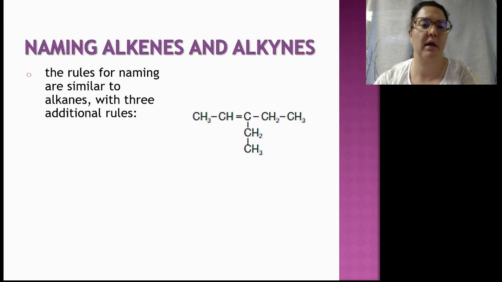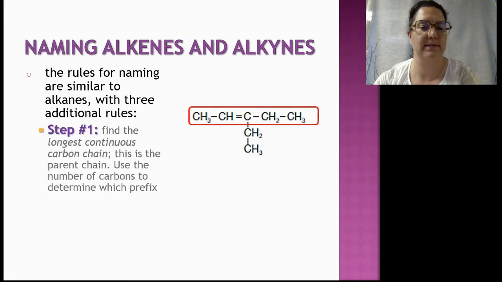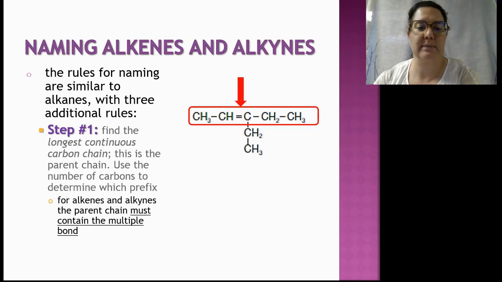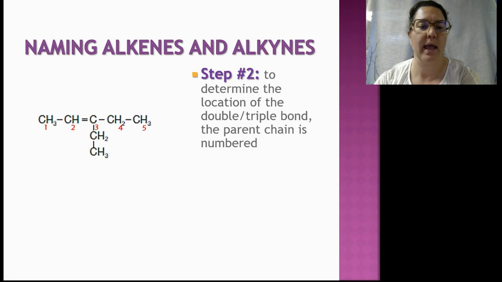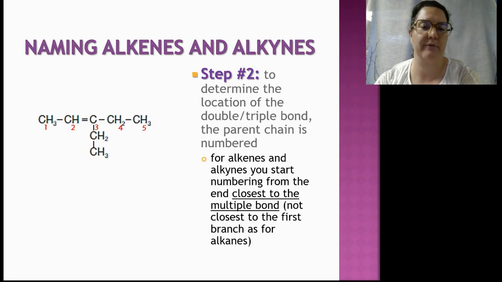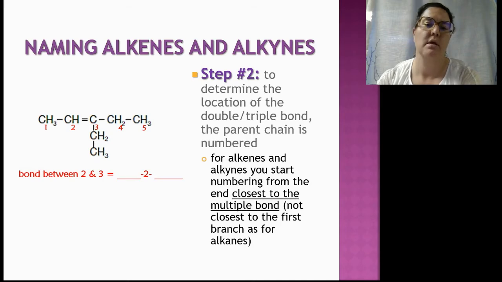However, naming rules for alkenes and alkynes are similar to alkanes when it comes to the branches. We want to find the longest continuous chain of carbons. For alkenes and alkynes, the parent chain must contain the multiple bonds. So our double or triple bond should not be in any of the branches. So we have 5 carbons, pent, the double bond, ene, and it's between carbons 2 and 3. So we want to determine the location of the double or triple bond after the carbons are numbered. For alkenes and alkynes, we actually start numbering from the end closest to the multiple bond instead of the branches, because we want that to have the lowest possible number.